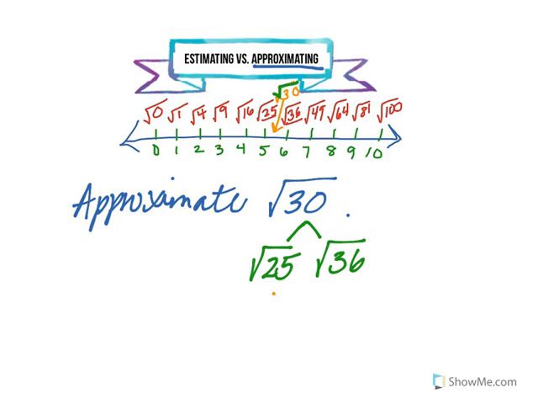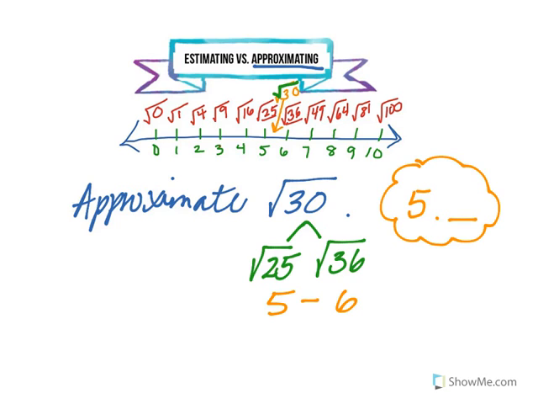The square root of 25 is 5. The square root of 36 is 6. So we know our answer is going to be between here. So our answer is going to be between 5 and 6. So it means our answer is going to be 5 point something.